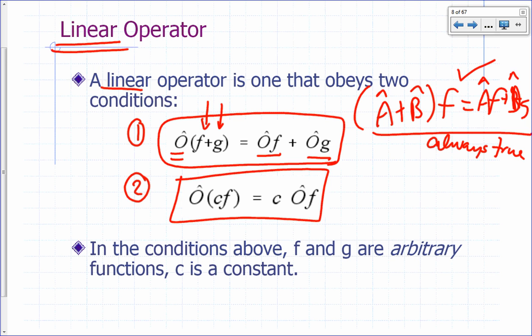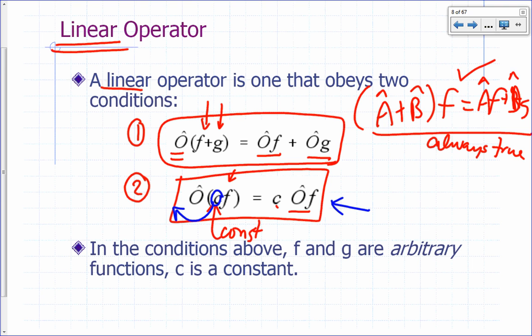And the other condition that must be satisfied is this. If I have an operator operating on a function that is multiplied by a constant, where C here is a constant, it should give me the same result as if I just applied the operator on F and multiplied it by the constant. In other words, I should be able to just pull that constant out of the operator. And again, this one is not always true. So if both of these conditions are satisfied, then you say that the operator is a linear operator.